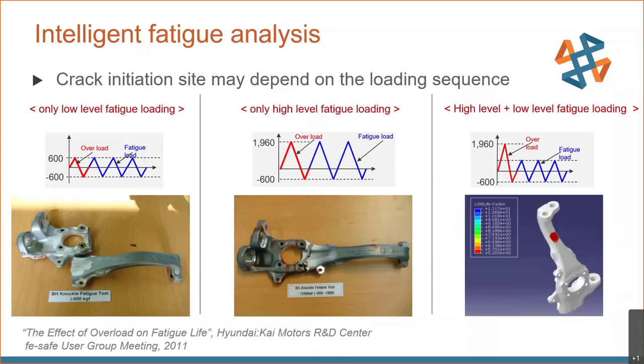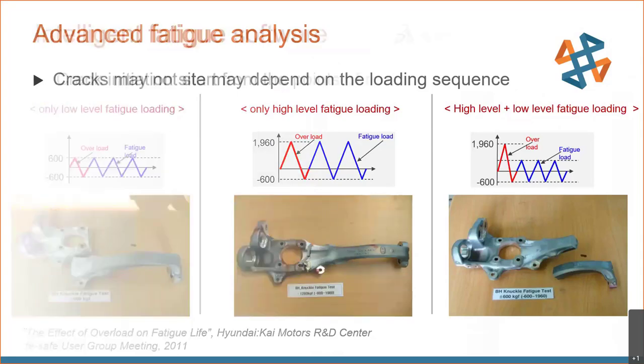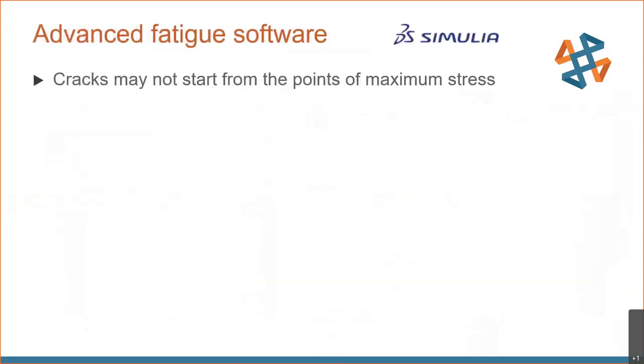The failure location as determined by FeSafe shifted significantly onto the arm of the component. Again, this was validated in the tests. So this shows quite clearly that the sequencing of loading can have a dramatic effect on the failure location itself, an impact that's impossible to incorporate except by using the advanced fatigue analysis of FeSafe.